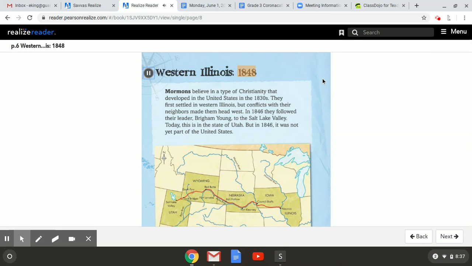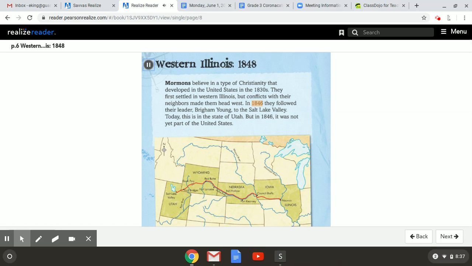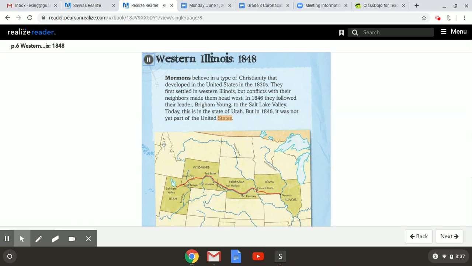Western Illinois, 1848. Mormons believe in a type of Christianity that developed in the United States in the 1830s. They first settled in Western Illinois, but conflicts with their neighbors made them head west. In 1846, they followed their leader, Brigham Young, to the Salt Lake Valley. Today, this is in the state of Utah. But in 1846, it was not yet part of the United States.